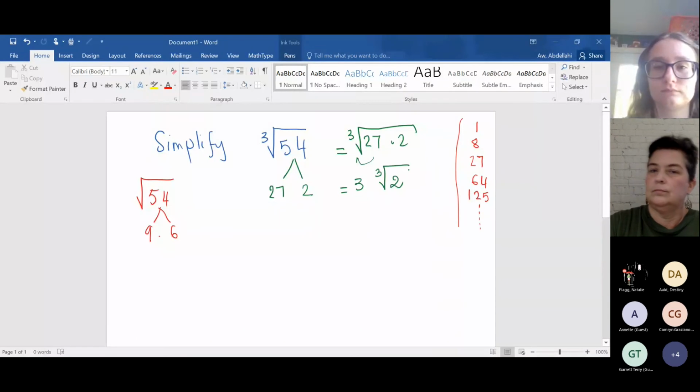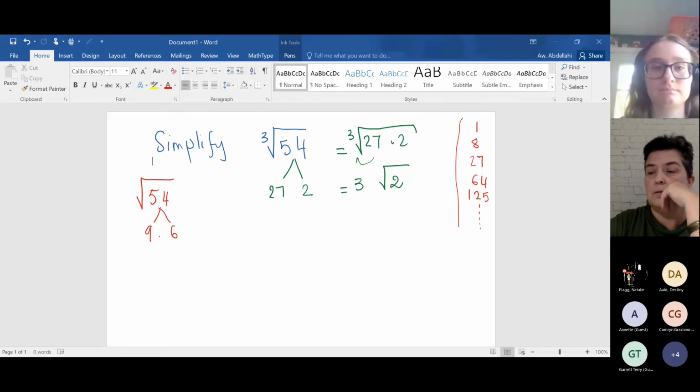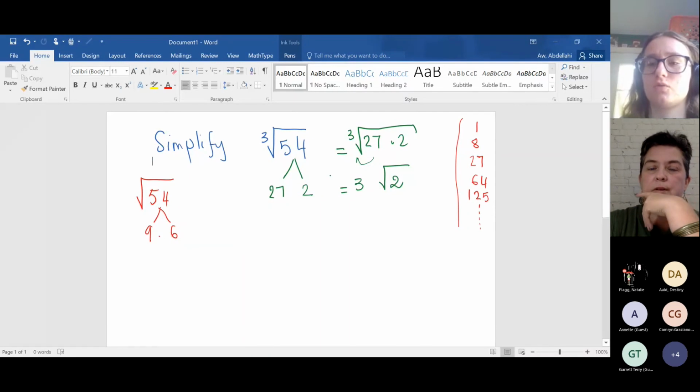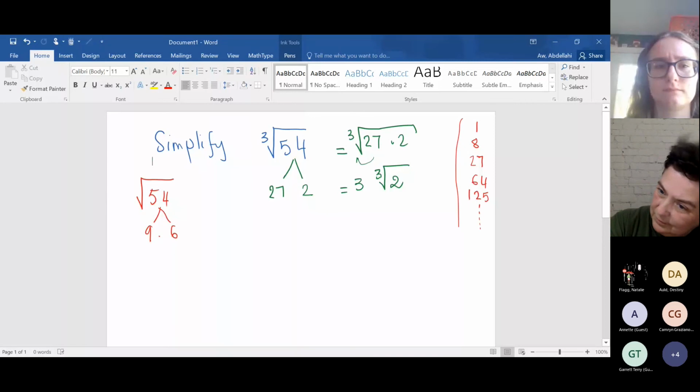Please, when you write the cube root, do not forget the index 3. Some students in the past, I see them write this. Somehow during the process, the index 3 is lost. But if I don't put the index 3, what do I read? That's now the square root of 2, which is different from the cube root of 2. So don't forget the index 3.